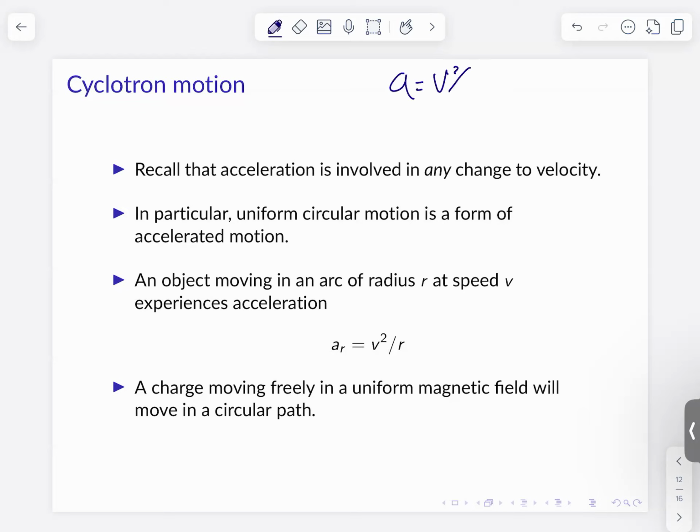A equals v squared divided by r. Force equals mass times acceleration. And force equals QVB together. Solve for r in simplified terms. Don't forget to simplify. Oh, you see it?